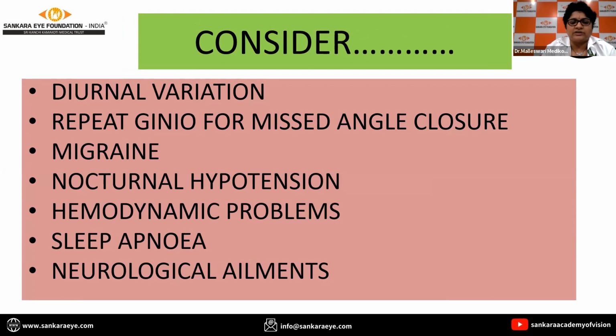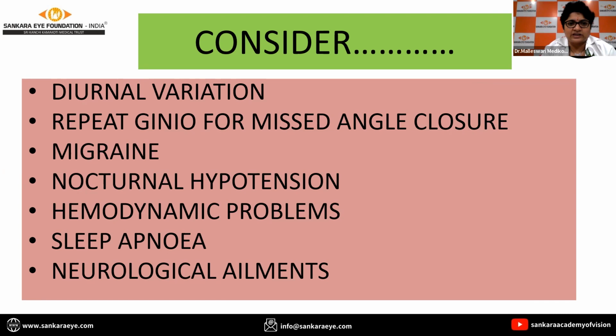One is the diurnal variation. We need to repeat the diurnal variation. If the variation is more than 8 millimeters of mercury, we need to reduce those fluctuations by giving a long-acting agent or by doing surgery. And the second thing is we need to repeat the gonio also. Sometimes we may miss a few early angle closures with synechia. So we need to repeat gonio for these patients.